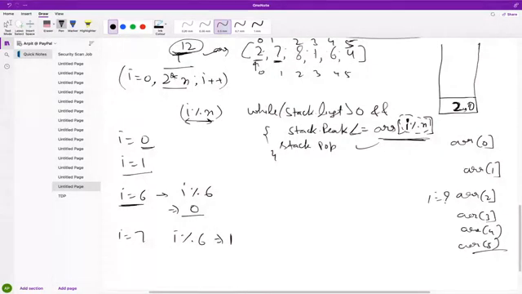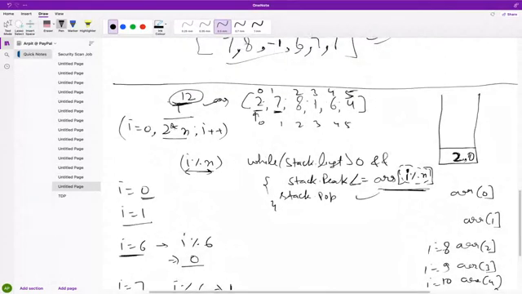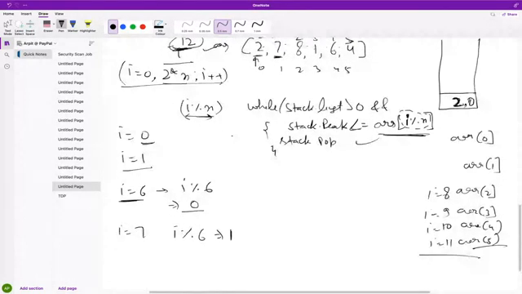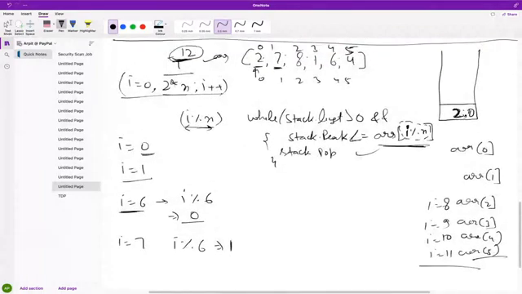Correct? Here it will be I is equal to 8. Here I is equal to 9. Here I is equal to 10. Here I is equal to 11. And there you will stop because I will become 12 and your condition will stop here. So that's what they are doing, and they are continuously checking all those things.